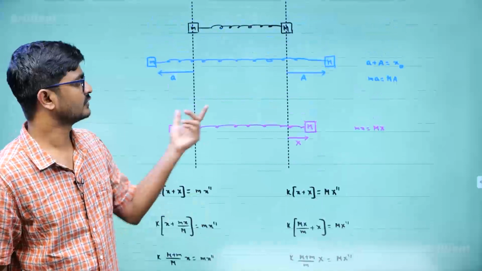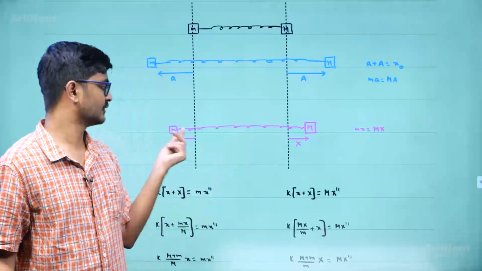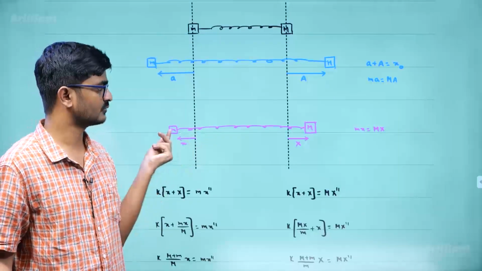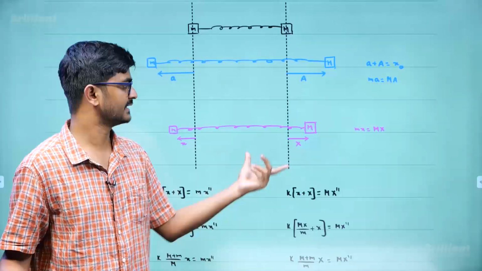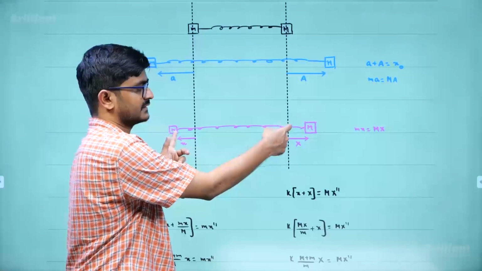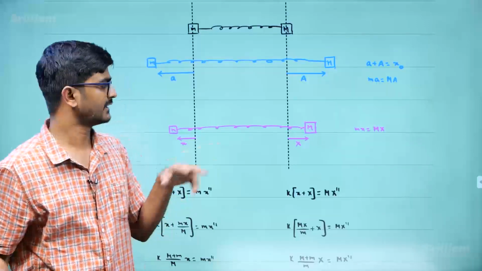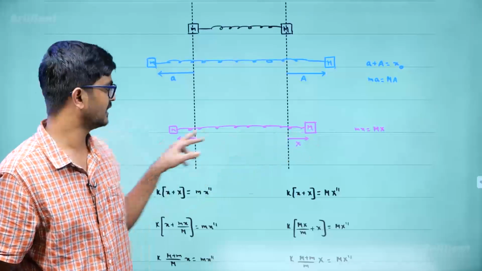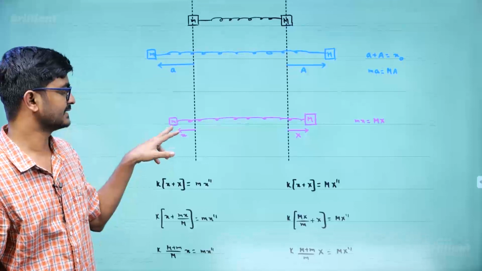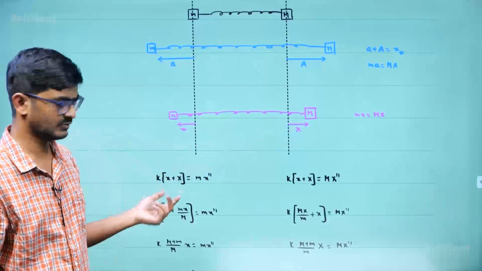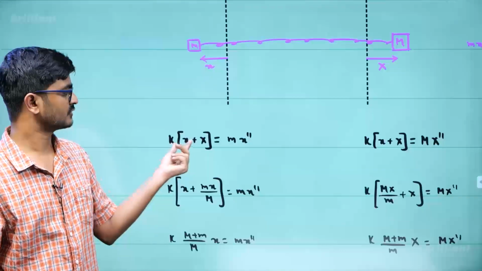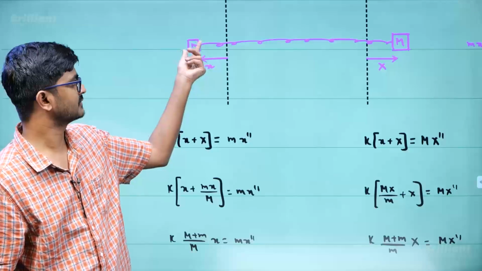So then once you pull it by distance capital X, and if you pull this down by a small x, small m into small x equals capital M into capital X. Then if you look at the extension of the spring, extension of the spring will be capital X plus small x. Now you can write F equals ma for any one block. I will write for this one. The net extension is small x plus capital X. So the force will be k times small x plus capital X, that equals mass times acceleration.